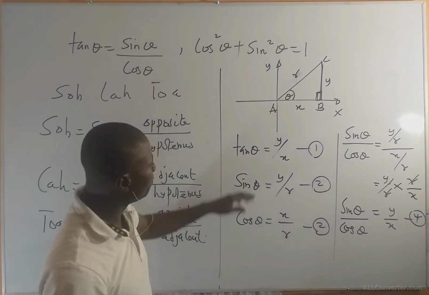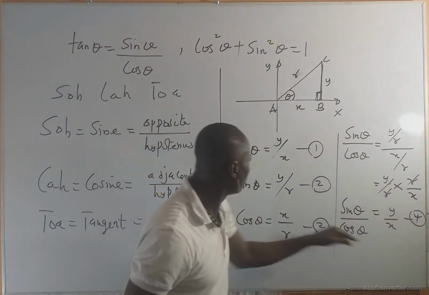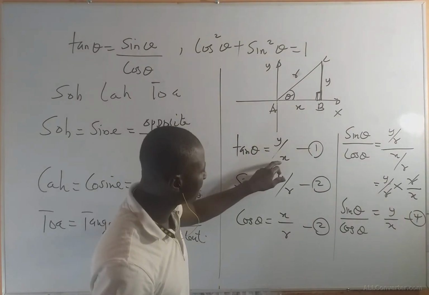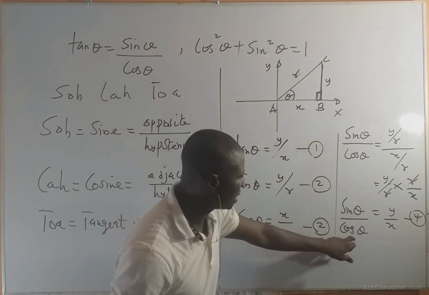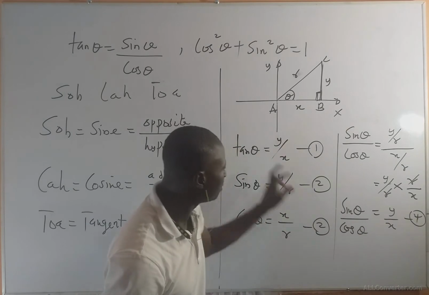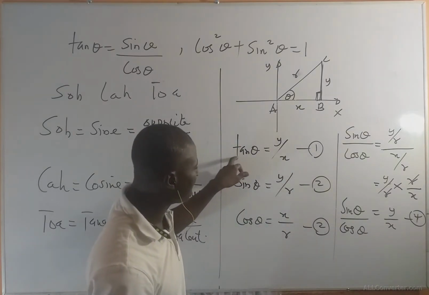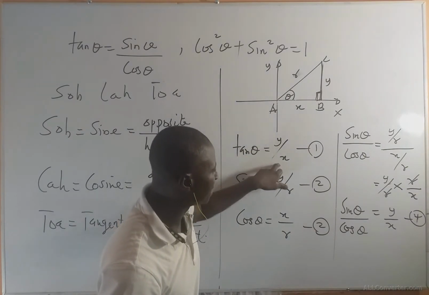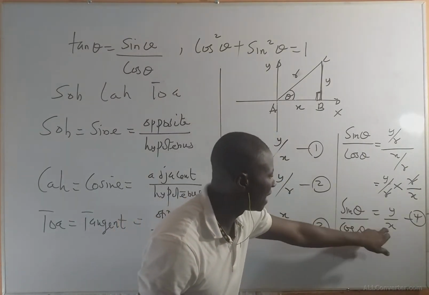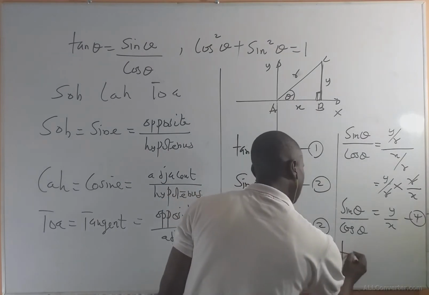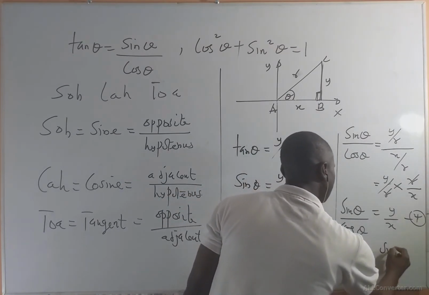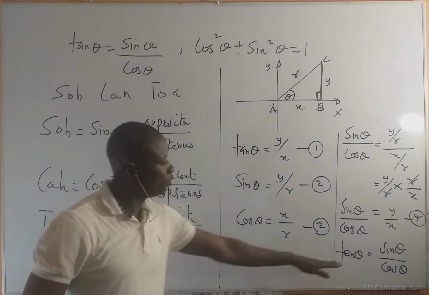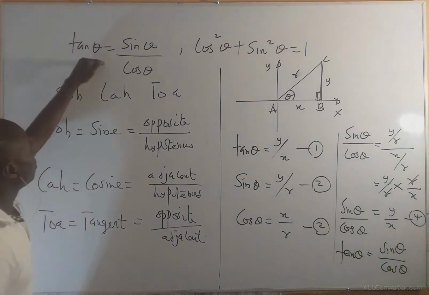Now, when you compare equation 4 to the 3 ratios here, you can see that tan theta is equal to Y over X, and sin theta over cos theta is also Y over X. Therefore, we can say that tan theta is equal to sin theta over cos theta. That is where the proof of the formula comes from.